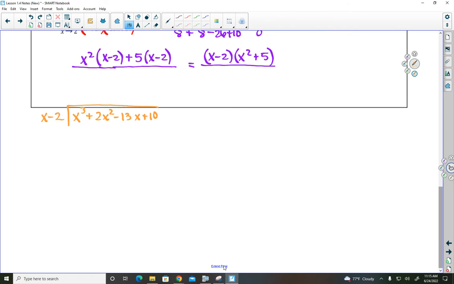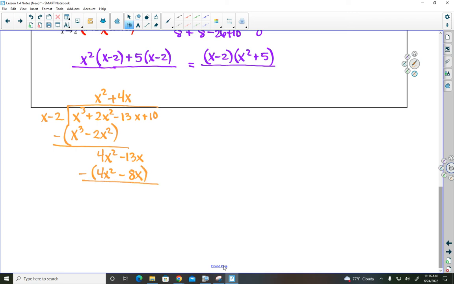Okay. So remember, we take first terms in each one, so I'm trying to figure out how many times x goes into x to the third power. It goes in x to the second times. Distribute that out. x squared times x would be x to the third. x squared times negative 2 would be negative 2x squared. And then I subtract. 1 minus 1 is 0. 2 minus negative 2 would be positive 4. Bring down your next term, negative 13x, and start over. How many times does x go into 4x squared? This time it goes in positive 4x times. Distribute that back out. 4x times x is 4x squared. 4x times negative 2 is negative 8x.